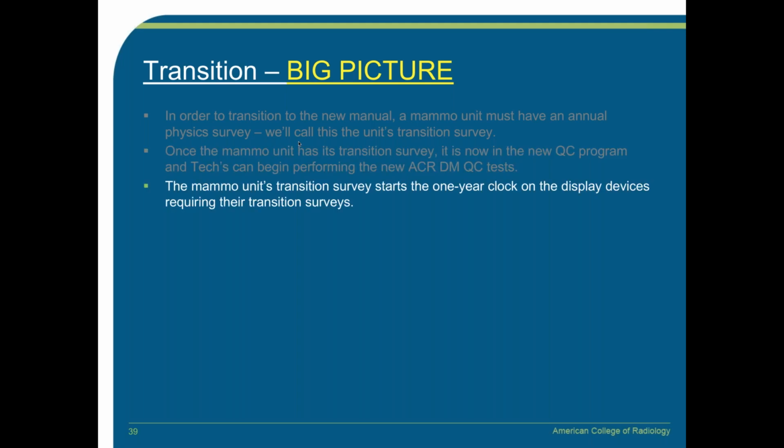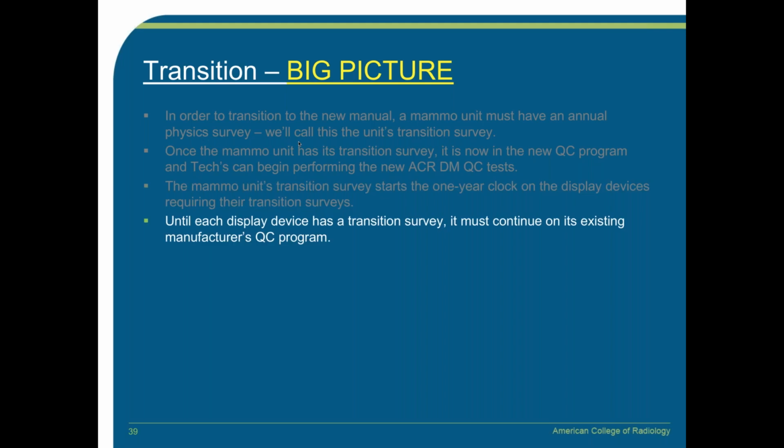The unit's transition survey starts the one-year clock on display devices requiring their transition surveys. So what this means is if the physicist tests a single unit in your facility, then all the workstations have one year from that date to get their ACR physics survey on that workstation. So you have one year to do that. So each display device has a transition survey, and it must continue on the manufacturer program until the physicist gets to test on the ACR program.